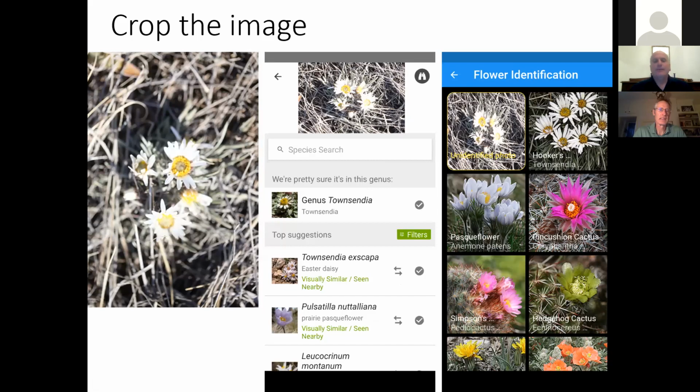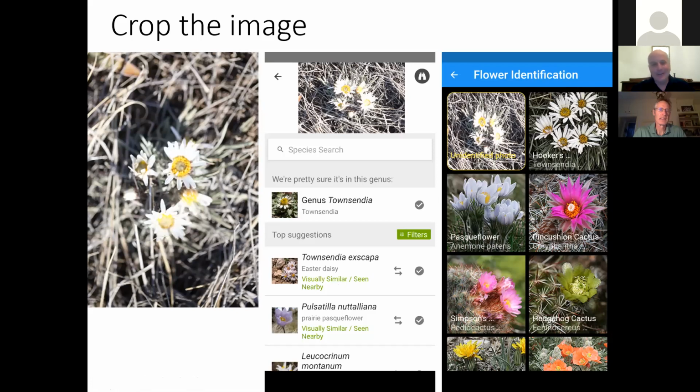Now we know that we have a good guess that it's probably Townsendia, and maybe we can go to the dichotomous key and look at what's the difference between exscapa and hookeri, and maybe then we can refine our identification. But using this app has gotten us down to the genus at least, so it's given us a big help.